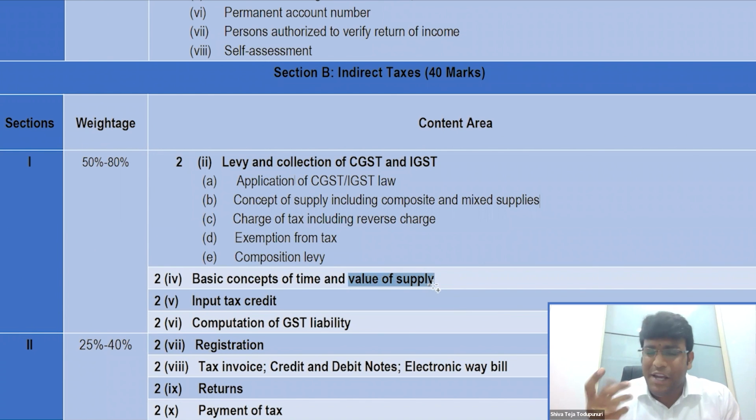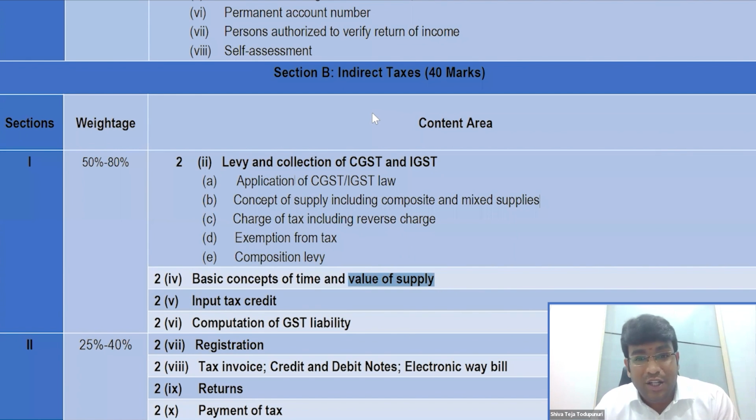Inclusions, Section 15.3: include any fee charged by the supplier from the recipient. Number 2, supplier's obligation in relation to supply that is met by the recipient. Number 3, incidental expenses or anything charged by the supplier from the recipient. Number 4, my dear friends, interest, late fee, penalty charged by the supplier from the recipient. Finally, the last one, any subsidy linked to the price, except subsidy from the central government or state government.